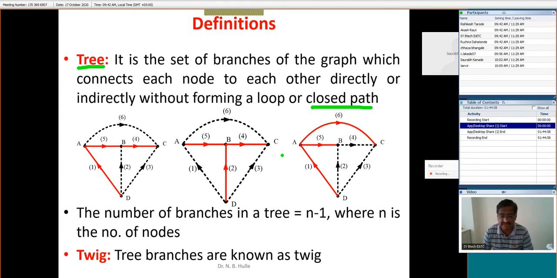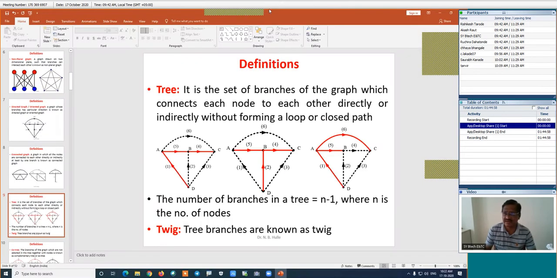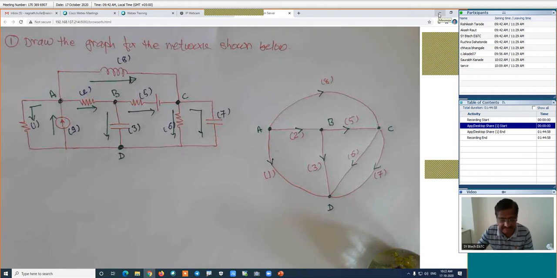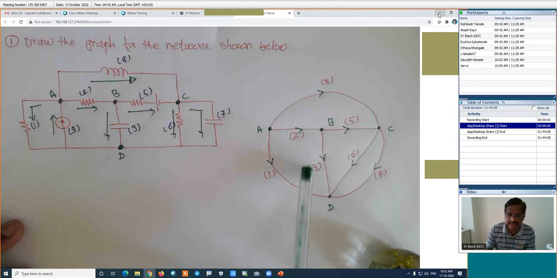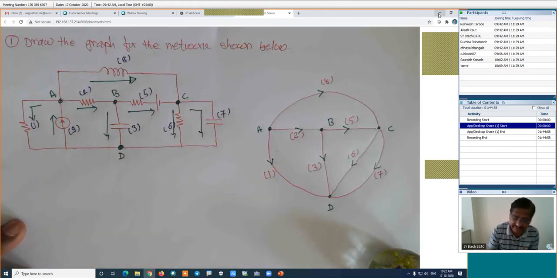I will discuss that definition of the tree, and then I will come back to the slide to discuss the number of branches in the tree and the concept of the twig. That I will come back to you later. But I will come to this figure again. This is the reference figure which I am planning to consider. Now I want to draw the tree for this given graph. Or maybe sometimes they may ask for the given circuit, draw the oriented graph and find out any one tree. We can find out the tree.